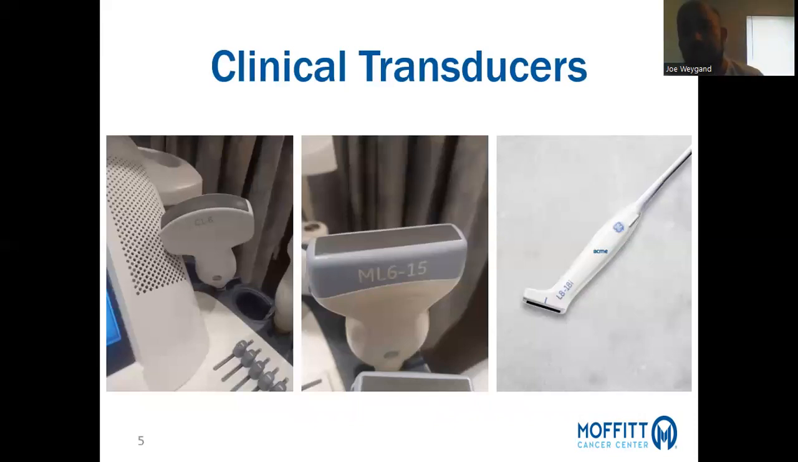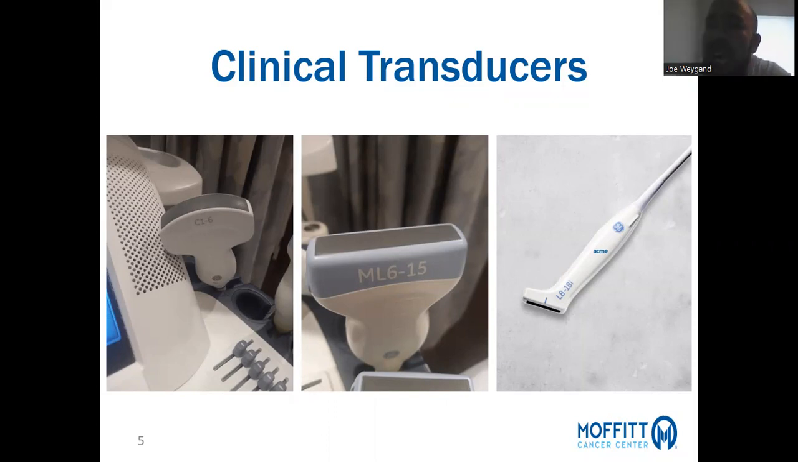Probably what's more important is the transducers that are used to produce the ultrasound image. There are many different shapes and frequency ranges. As you can see, each transducer is labeled by a letter and then a range of numbers. The letter corresponds to the geometry of the transducer, while the range of numbers corresponds to the frequency range. On the left, you have a C1-6. The C stands for curvilinear, and 1 to 6 corresponds to the frequency range.